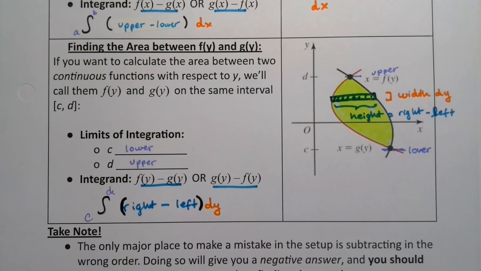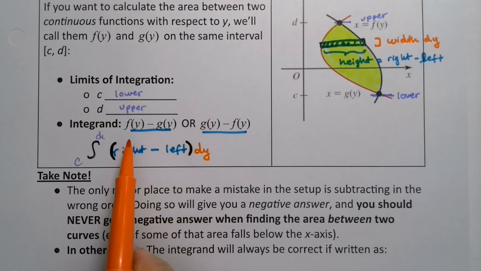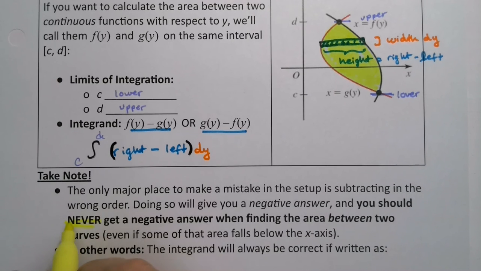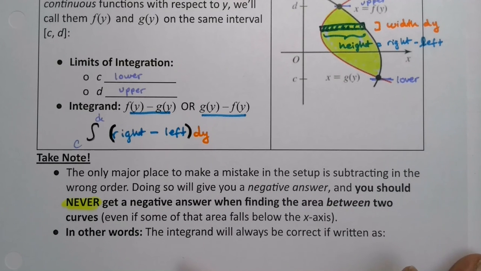All right, so they work very similarly, right? But the one major place to make a mistake is in the setup. If you subtract in the wrong order, if you put the wrong one over here or here, if you choose the wrong way, you'll end up with a negative answer. And you should never, never, never, never get a negative answer when finding the area for the region between two curves. It should always be positive. Even if it falls below the x-axis, it doesn't matter, because you're finding the region between the curves. So that's fine. In other words, the integrand will always be correct if you write it as the absolute value.